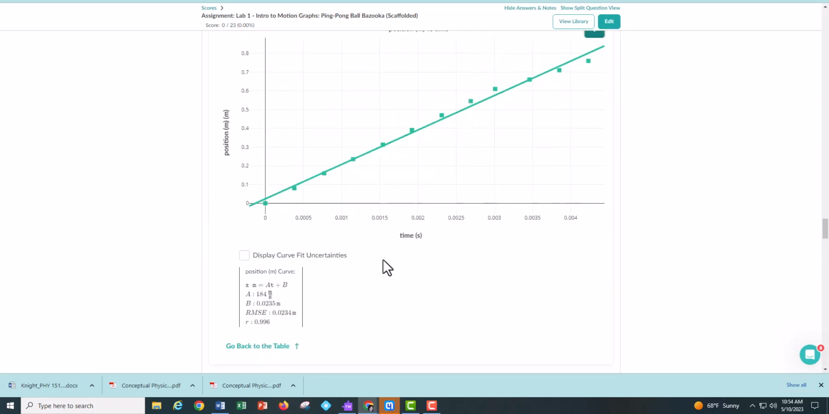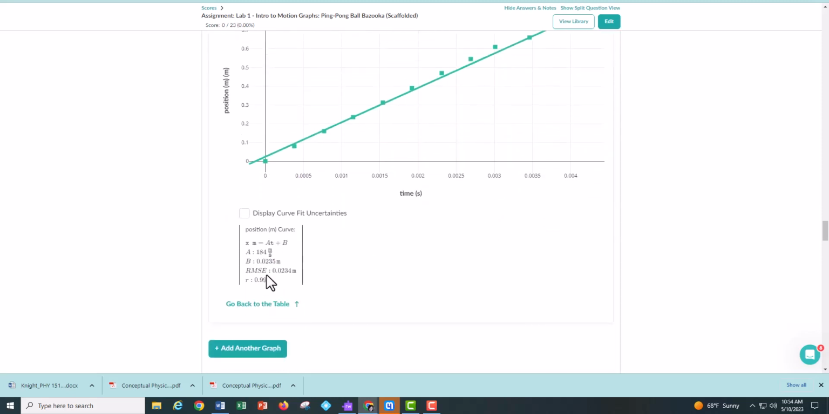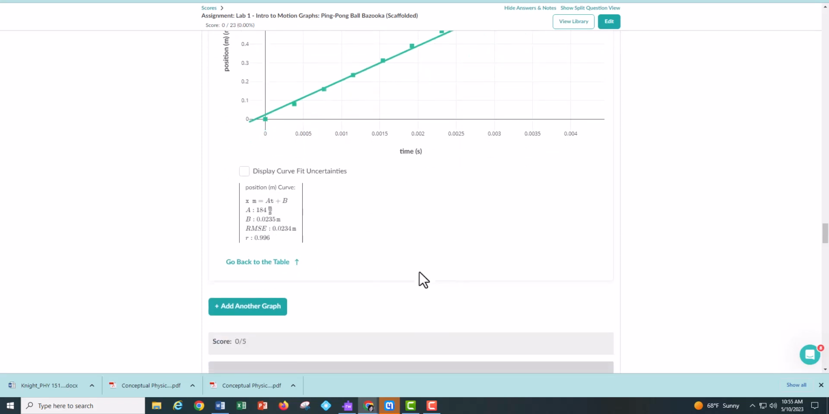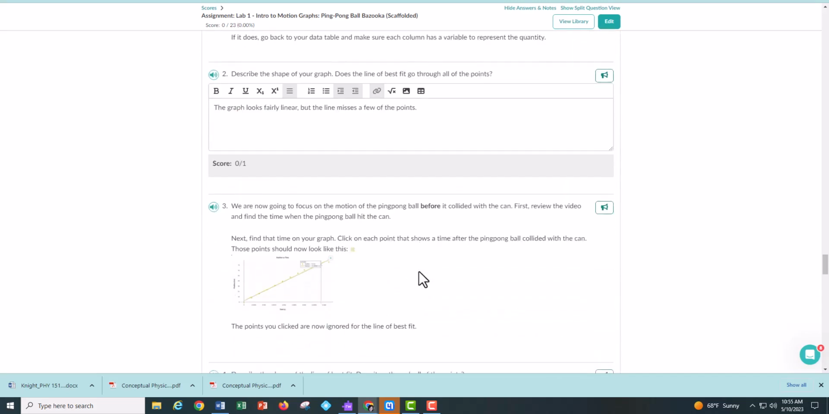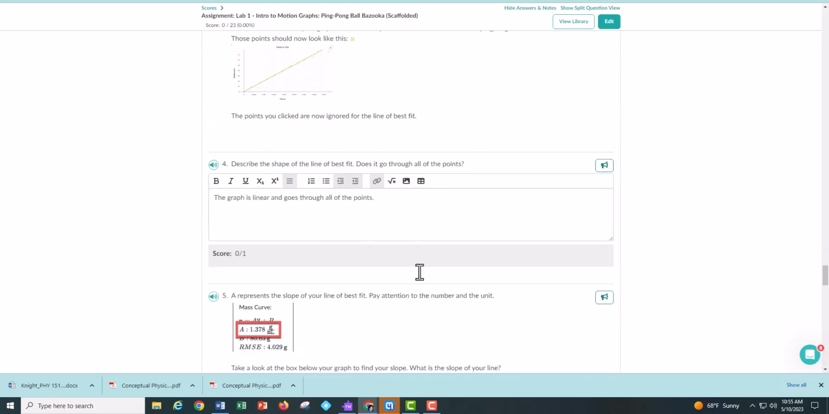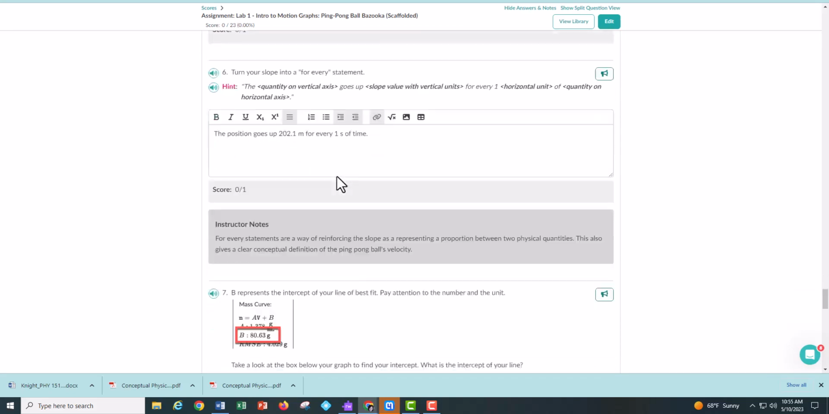Because I could tell it to fit any curve. And if the RMSE is not close to 0 and R is not close to positive or negative 1, then it's not a good fit. But this is a pretty good fit. So you're going to go through the rest of the lab, learning how to use the parameters for that linear fit to describe the motion of the ball.